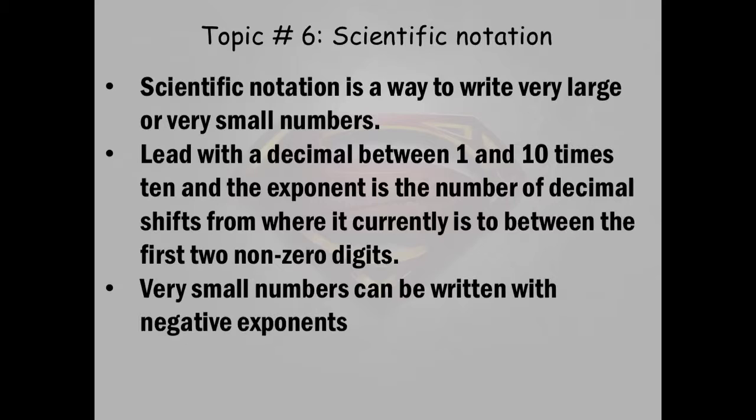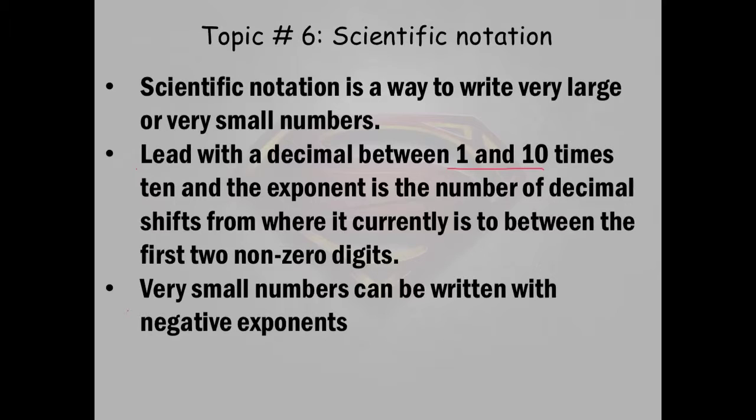Alright, so our topic number 6 is scientific notation. Scientific notation is a way to write very large or very small numbers, and we always have these rules. If you're taking notes, it might be a good idea to write these down to help remind you about these two things. Lead with a decimal between 1 and 10. So the number is always 1 point something or higher, or 9 point something or lower. It's never 10 point something. There's never two decimal places.